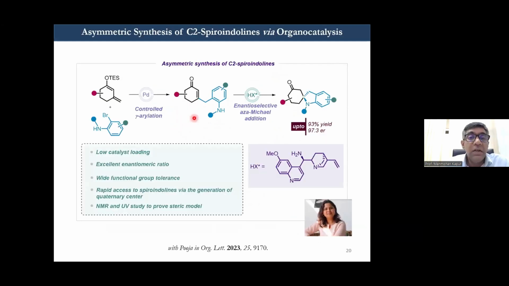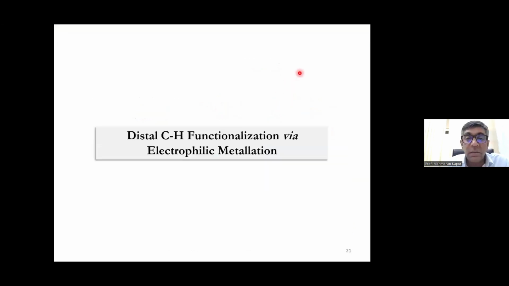And this concept very recently we have employed in the asymmetric synthesis of C2 spiroindolines, in which we carried out a controlled gamma arylation at this position using an internal nucleophile. We carried out an enantioselective azamichael addition to achieve 97:3 enantiomeric ratio in a very useful building block called the C2 spiroindolines. Okay, so moving forward for today's topic, that is the distal CH functionalization via electrophilic metallation.